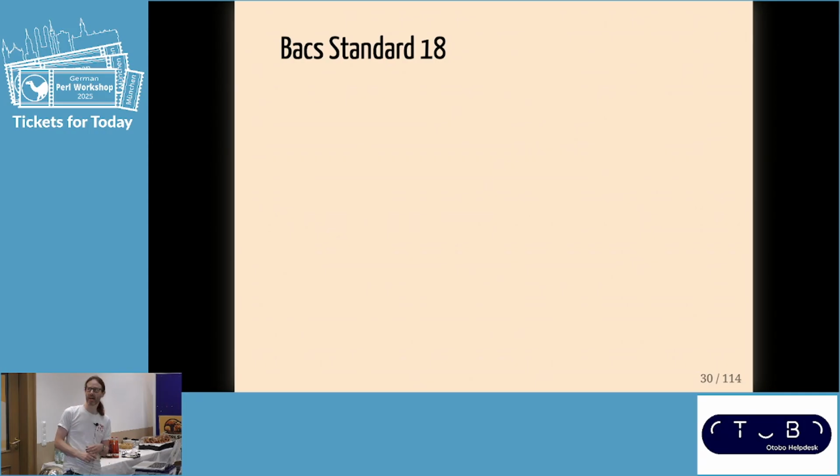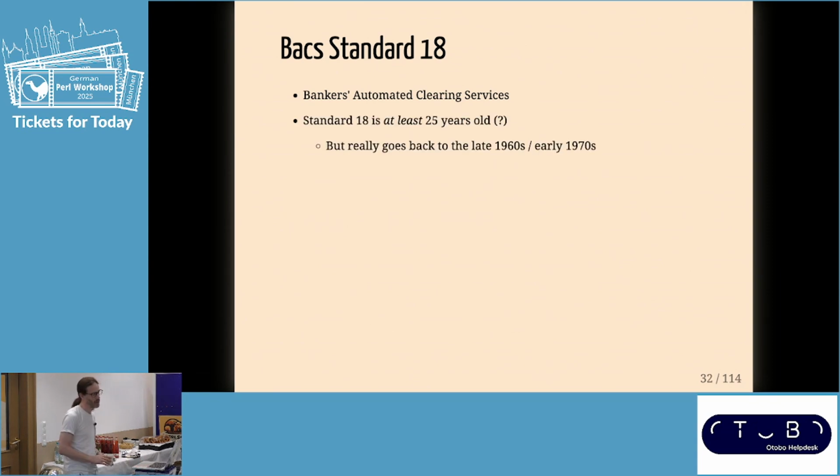Next one, BACS standard 18. So this is Bankers' Automated Clearing Services. This is a standard out of the UK, I think. Standard version 18 is at least 25 years old. But the standard itself goes back to the 60s and the 70s, like most of them. It can be a little bit difficult to put together the history of some of this stuff.